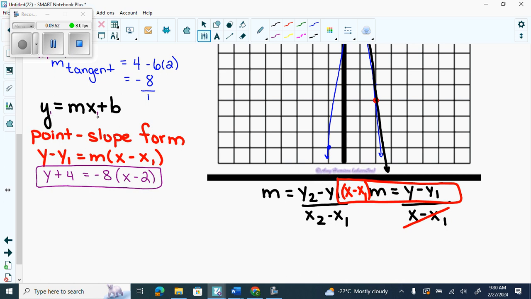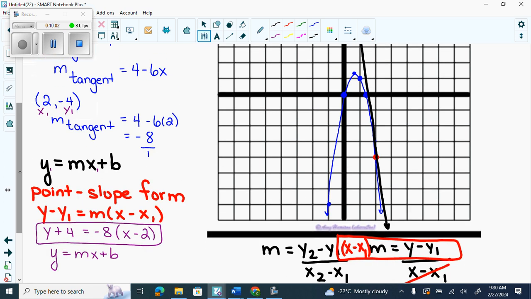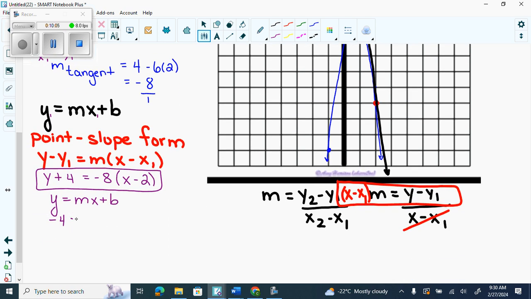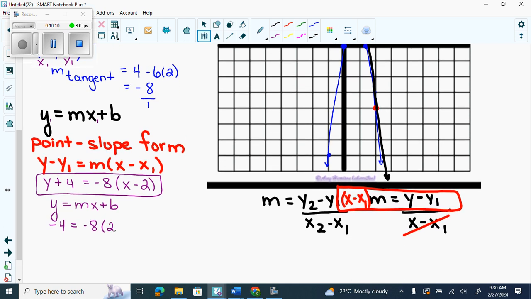So if we use y equals mx plus b, your y is -4. Your m is -8. Your x is 2 plus b. Then we're going to add 16 over. And b equals 12. So my slope y-intercept form is y equals -8x plus 12.